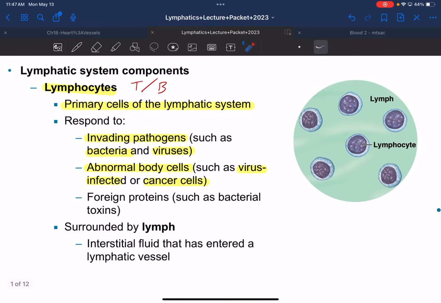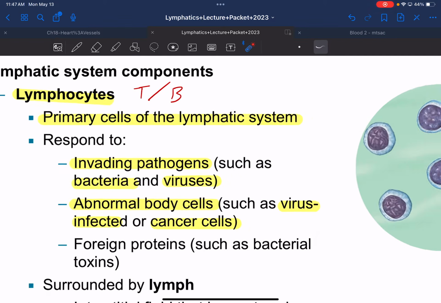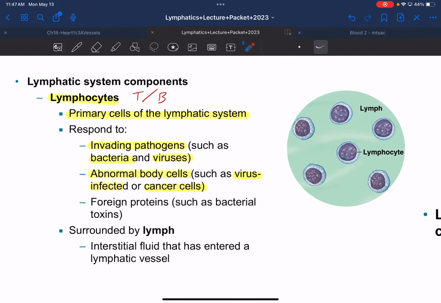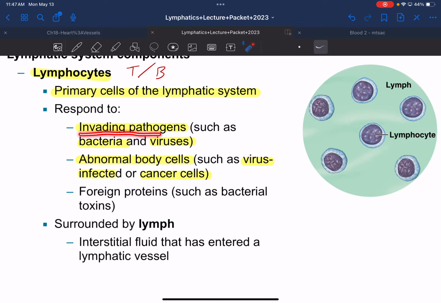And so our lymphatic system components are going to be the lymphocytes, both T and B lymphocytes. They are the primary cells of the lymphatic system. Seems kind of obvious now. And again, a little bit of redundancy here. They can destroy, or they are responding to, invading pathogens, such as bacteria and viruses.